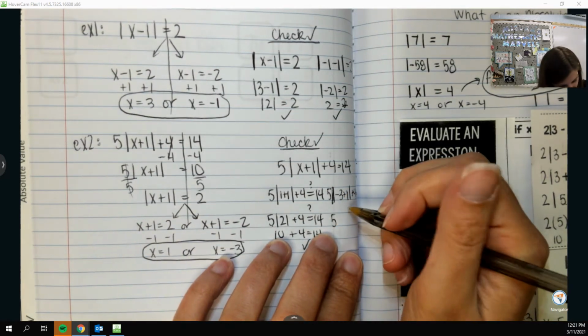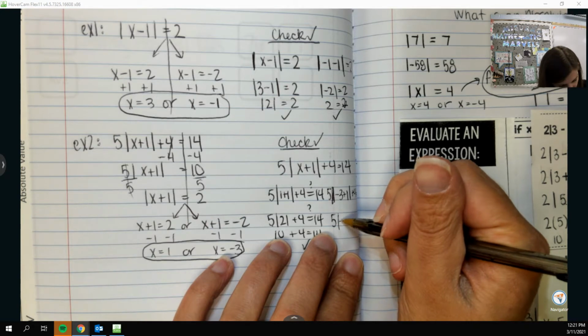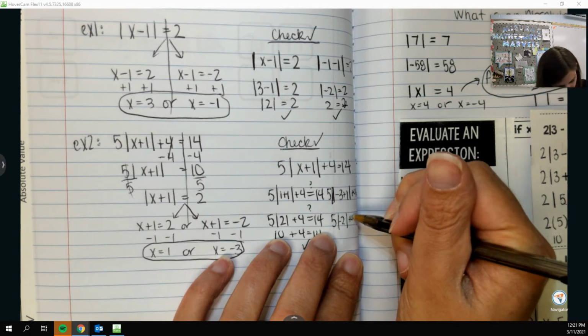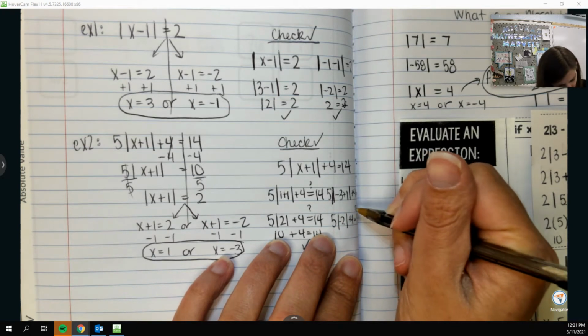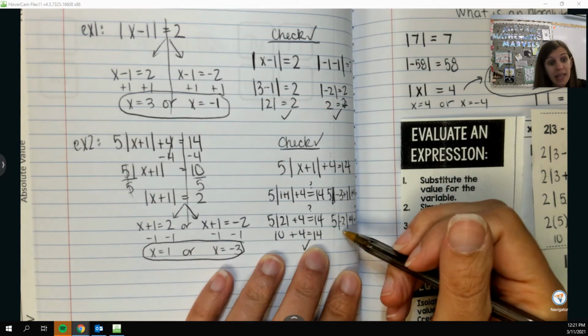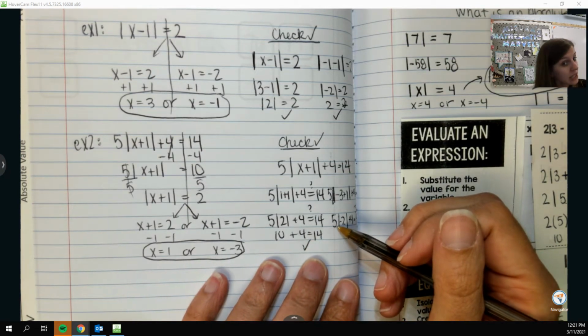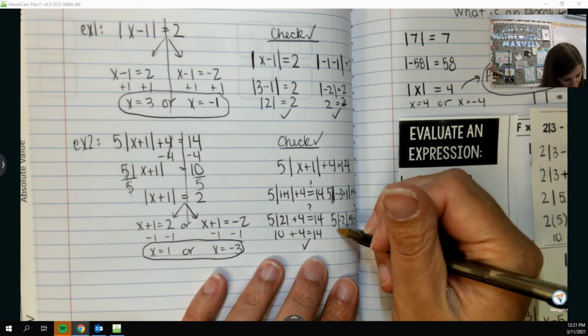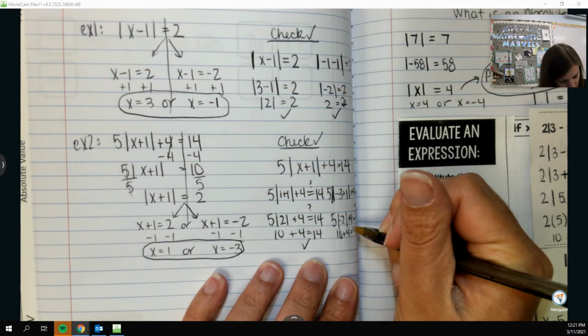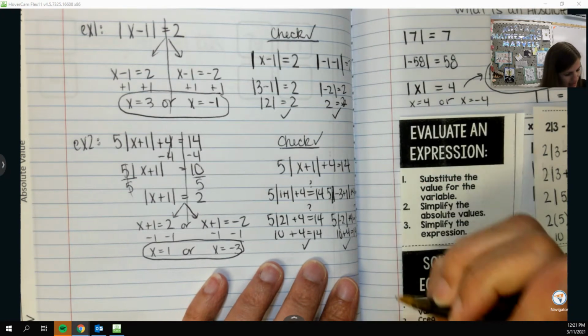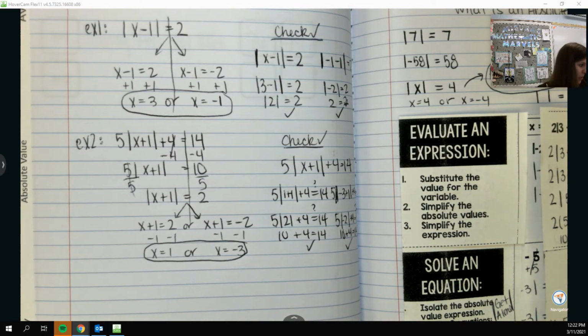So inside the bar is -3 plus 1, which is -2. Then I got plus 4. Is that 14? I don't know. Well, the absolute value of -2 is 2. Smashed up against a 5 is 10, and 10 plus 4 is 14, so it all works out again. So they are, in fact, both answers.